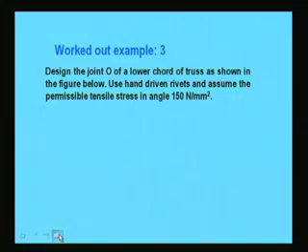This is very important, because how to design a truss joint, truss member, that we will show here. Say, design the joint O of a lower chord of truss as shown in the figure below. Use hand driven rivets and assume the permissible tensile stress in angle as 150 Newton per millimeter square. Let me first draw the joint, then we will be able to understand what is the problem we have to solve.